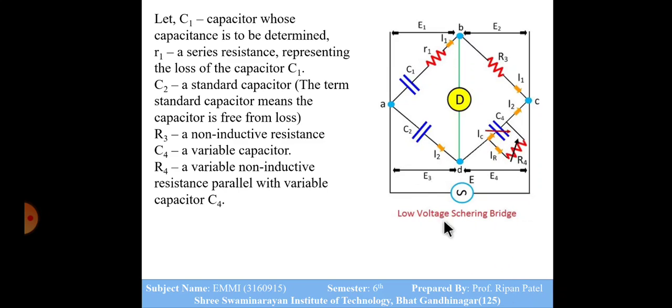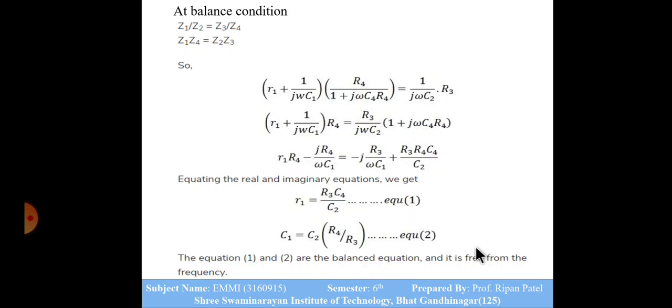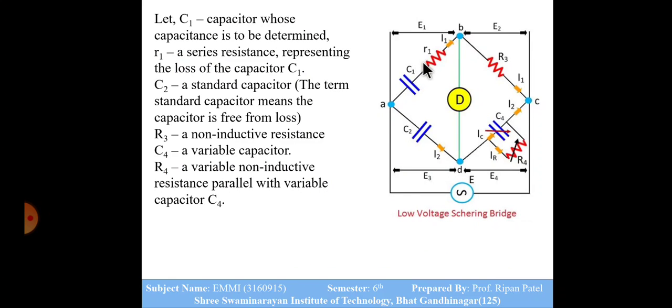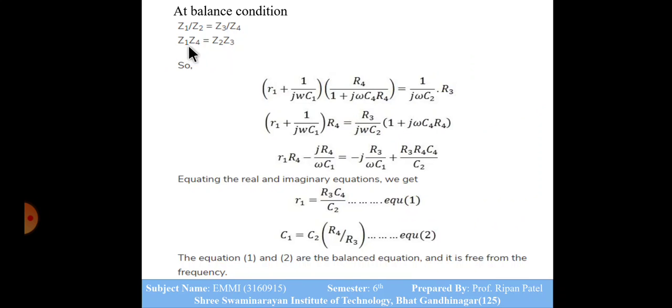Okay, now total supply voltage is given, and across all arms there is a drop, that is E1, E2, E3 and E4. Okay, so now for the balance condition, अब हमें पता है, so for balance condition क्या है? ये इंटू ये इक्वल टू ये इंटू ये होगा, तभी मीन्स इम्पीडेंस Z1 इंटू Z4 इक्वल टू Z2 इंटू Z3. तो सेम थिंग Z1 इंटू Z4 इक्वल टू Z2 इंटू Z3.